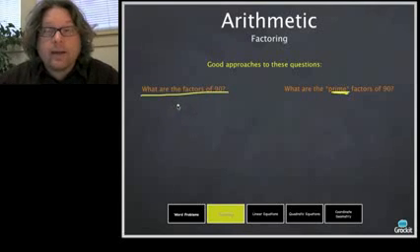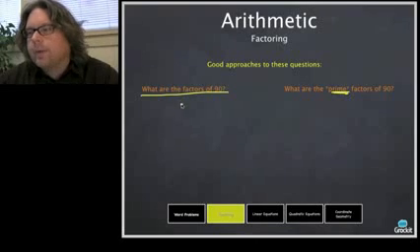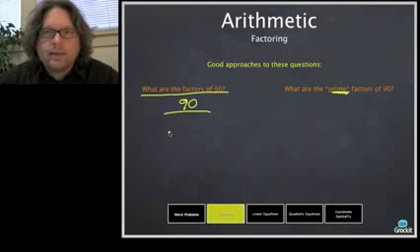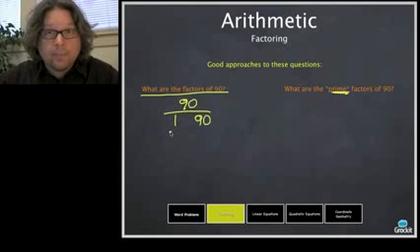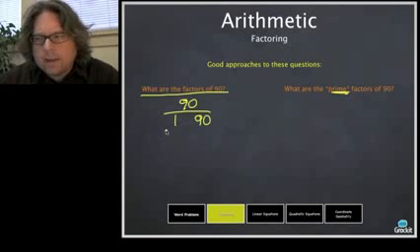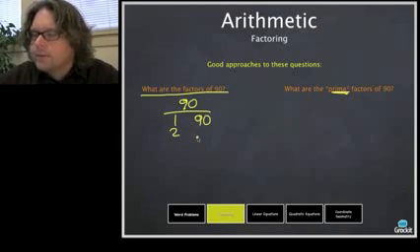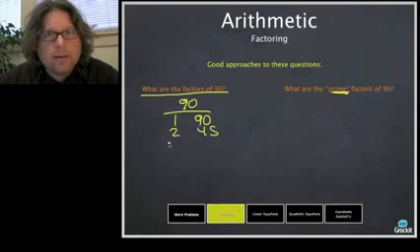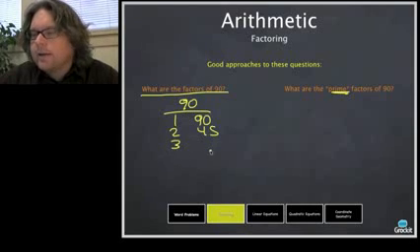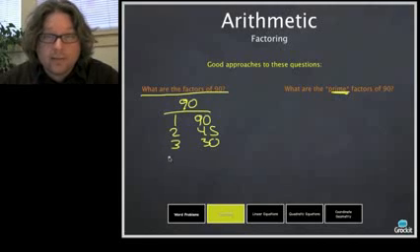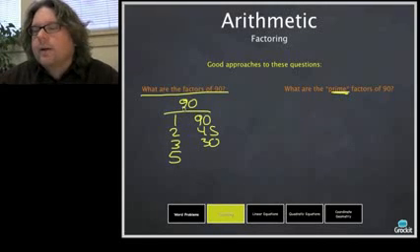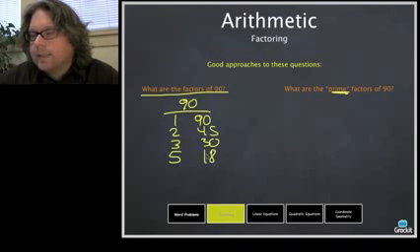So you start by making a factor chart or a grid. Usually you start with the easiest factors you can think of, 1 and 90. Then you start going up from 1, and ask, can 90 be divided by 2? Yeah, it can. So 2 times 45. Can it be divided by 3? Yeah, it can. So that's 3 times 30. Does 4 go in there? No. Does 5? Yes. So 5 times 18.